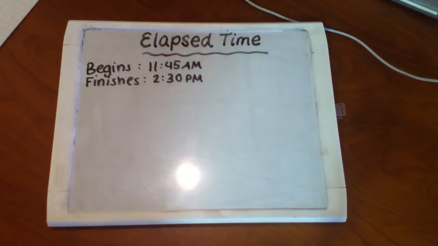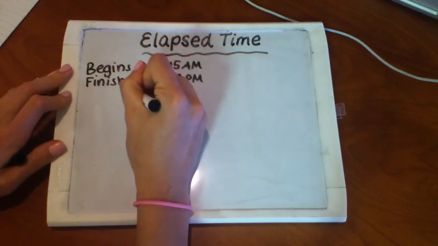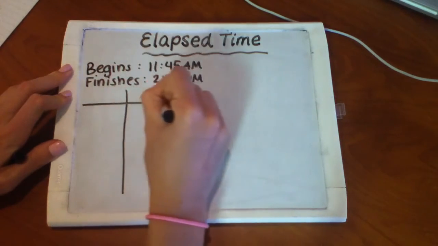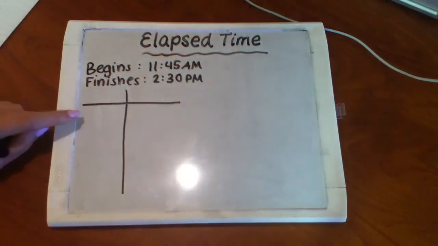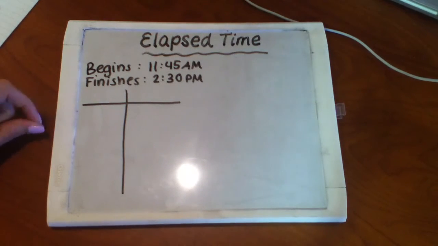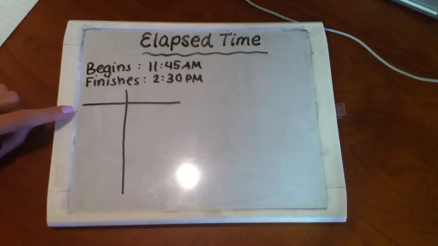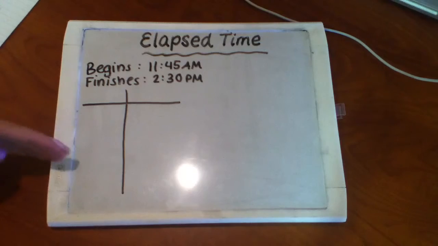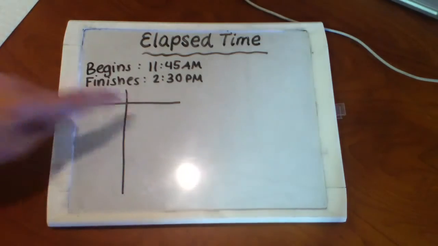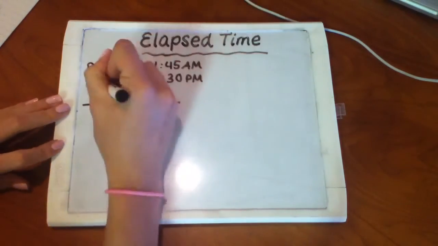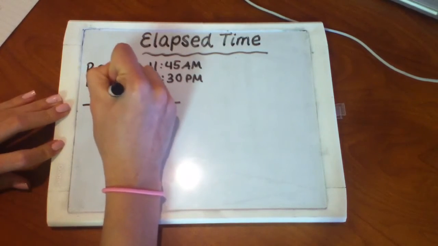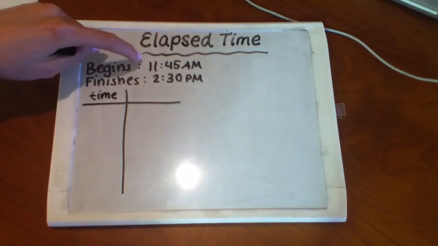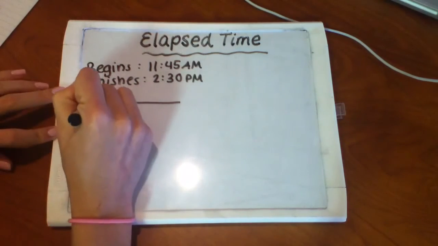The first one is a chart. With this chart, we just make a T-chart. And on one side of the chart, we're going to have the times that have elapsed. We're going to have the start time, and we're going to progress to our finishing time through hours, and we're going to label the hours on this side. So on this side we can put time, and for the first we're going to start off with our beginning time, which is 11:45 a.m.